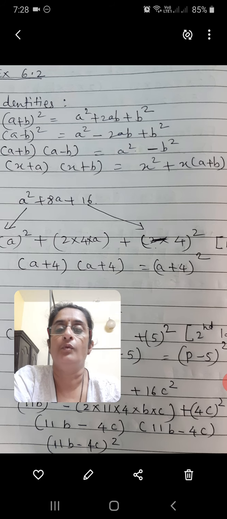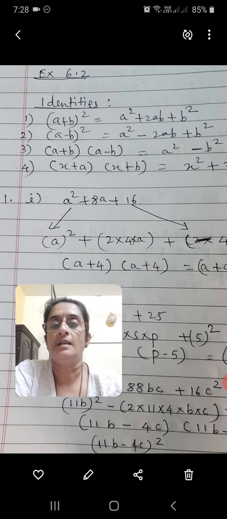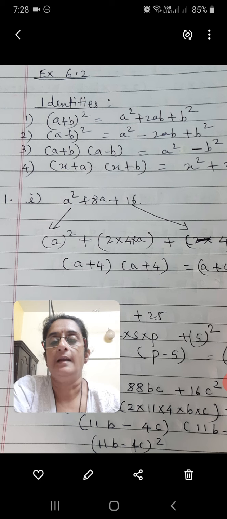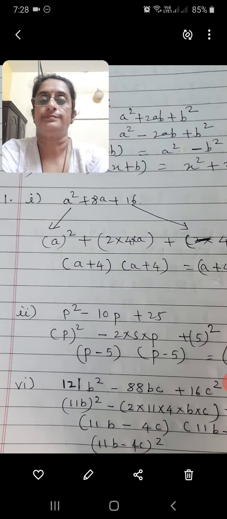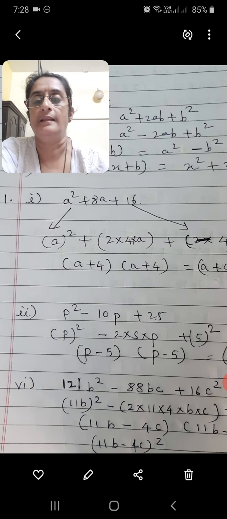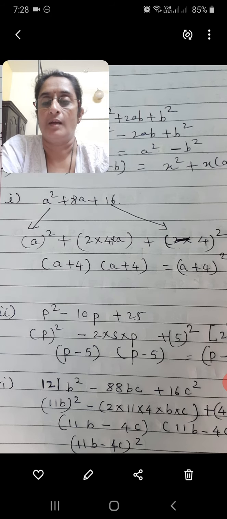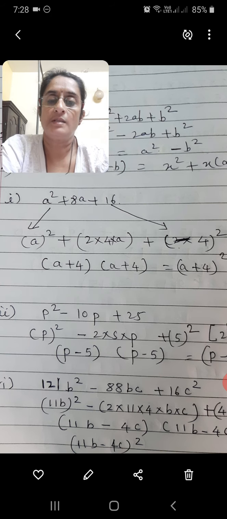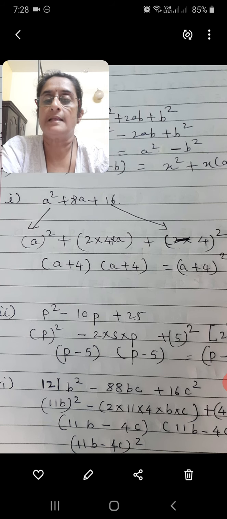Now using these four identities, we are going to solve the next exercise, that is 6.2. Now the question is a square plus 8a plus 16. You have to split this term and then find out the answer for that. Now when you split a square, what is that? A into a. So a is squared here. Now what is the last term? 16. 16 is 4 square. So that will be 4 square. Now split the middle term. What is 8a?